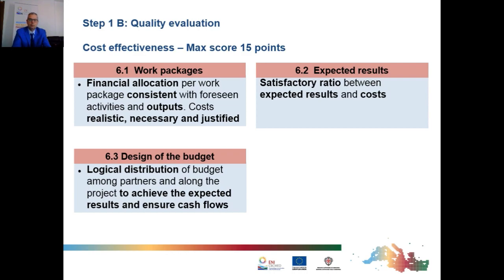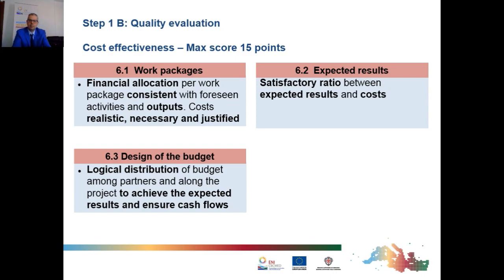The first criterion concerns the work packages, and in particular the financial allocation per work package must be consistent with foreseen activities and outputs. Costs must be realistic, necessary, and justified. In order to have a complete picture on how to draft the budget, you should check the presentation on the budget of the e-form.